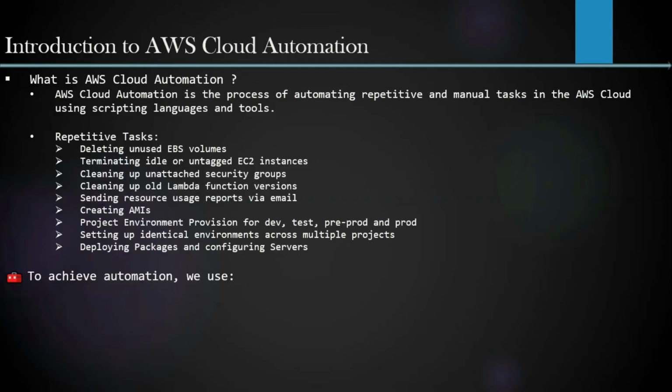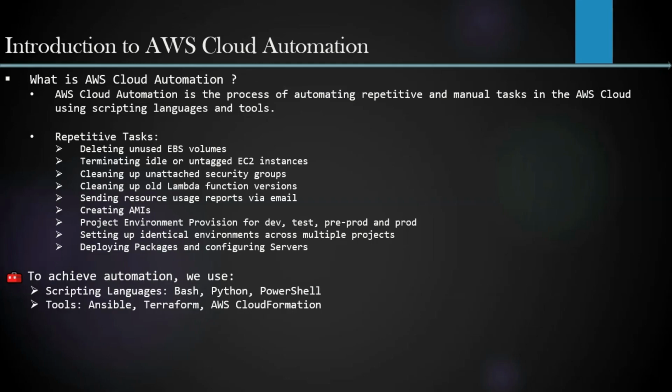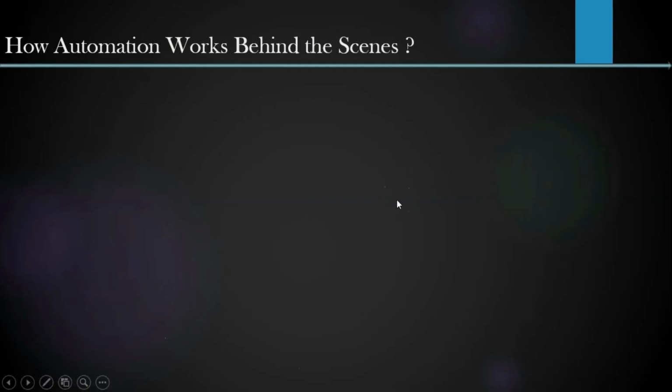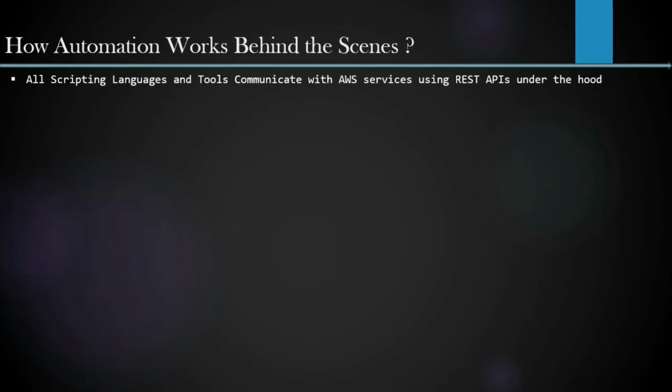Now, to achieve automation, we use scripting languages like Bash, Python, PowerShell and some other scripting languages, and tools like Ansible, Terraform, AWS CloudFormation and some other tools. So to achieve automation, we have scripting languages and also tools. But how does automation work behind the scenes? It's very important. All scripting languages and tools communicate with AWS services using REST APIs under the hood.